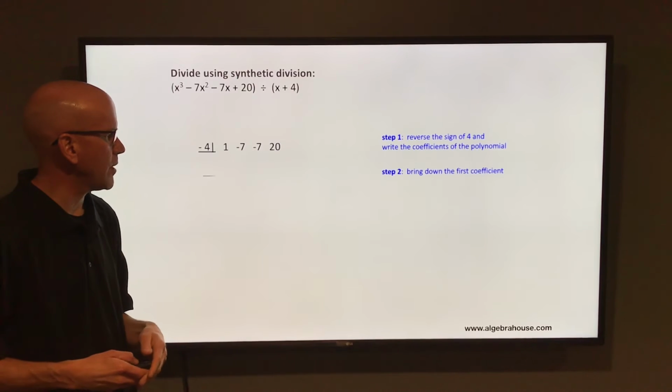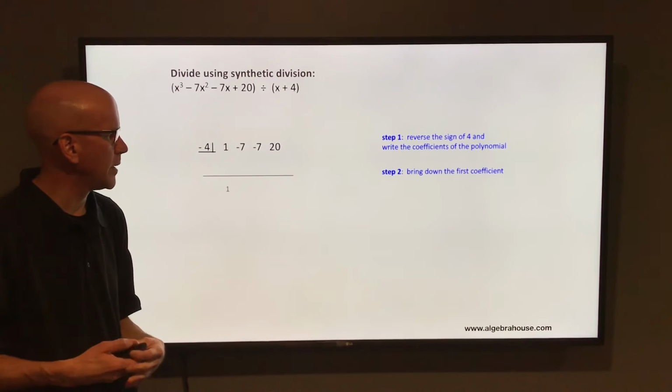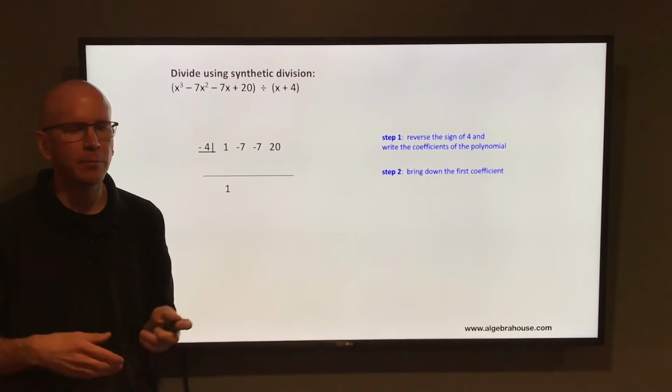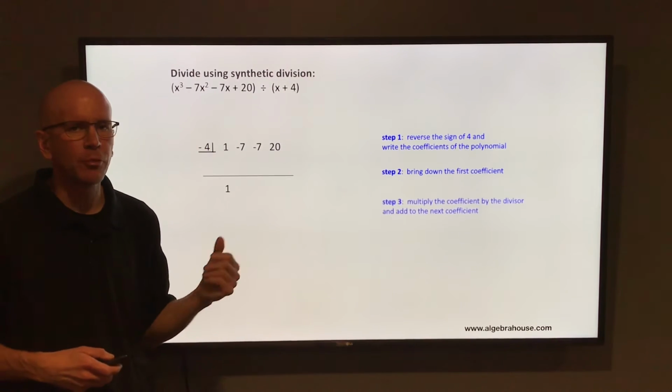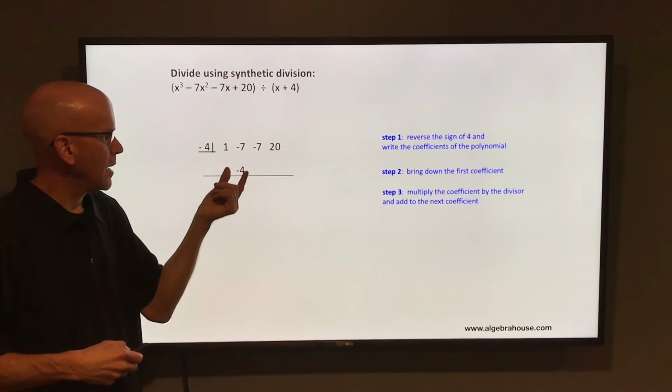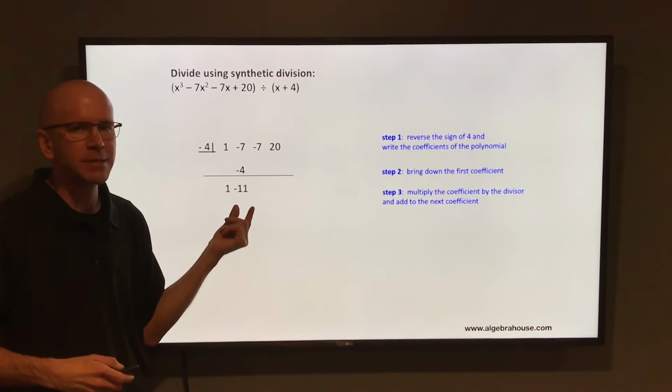And then bring down that first coefficient. So bring down that 1. And then just multiply and add from there on out. Go back to the box. -4 times 1, that is -4. Put that under the next coefficient. And then add -7 and -4, that is -11.